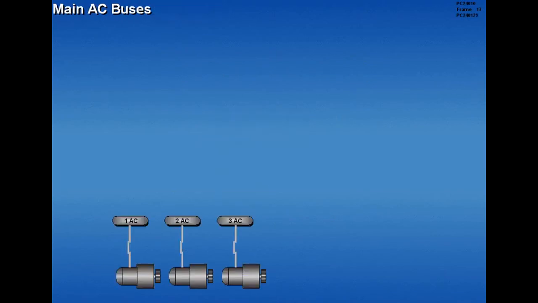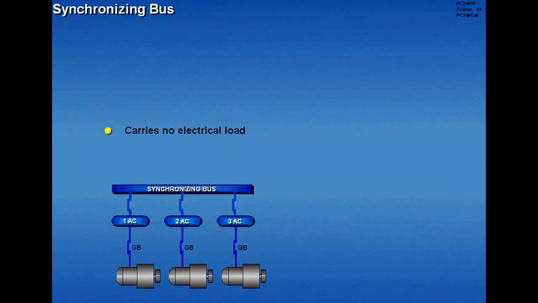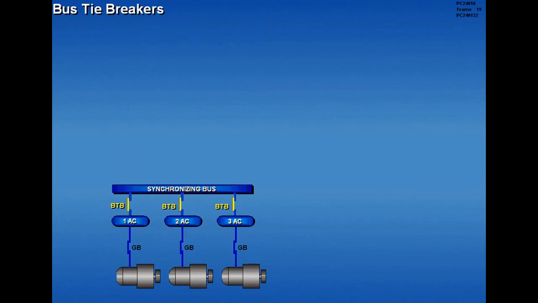With the engines operating, the respective engine-driven generator powers its respective main AC bus through closed generator breakers. The synchronizing bus, which carries no electrical load, connects the main AC buses. This bus allows the engine generators to operate in parallel and share electrical loads. Bus tie breakers connect or disconnect the main AC buses from the sync bus.